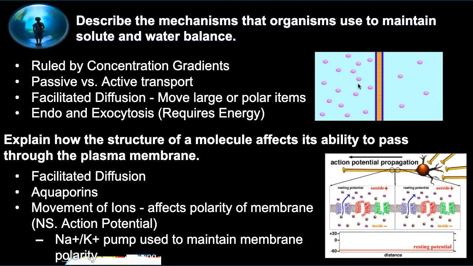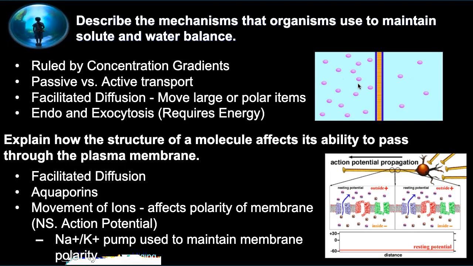Explain how the structure of a molecule affects its ability to pass. This is where it matters if it's positive or negative, or if it's neutral. So we know if it's polar, you have to use facilitated diffusion. Water molecules will pass through a little bit all by themselves, but if you need a large amount of water to pass through, you might use some aquaporins. Those are transport proteins that fit just right with the water molecule.